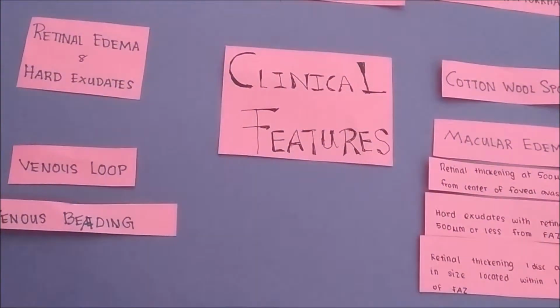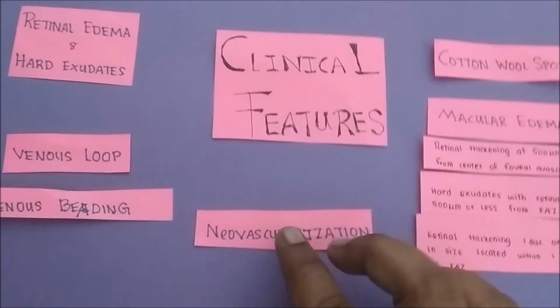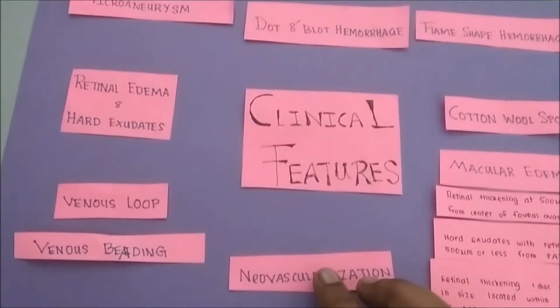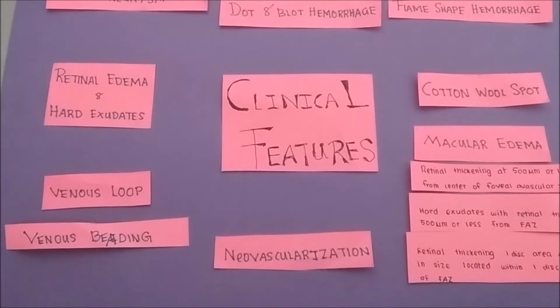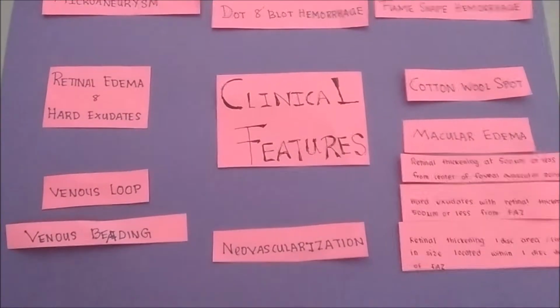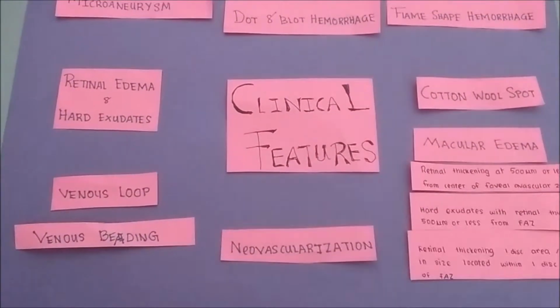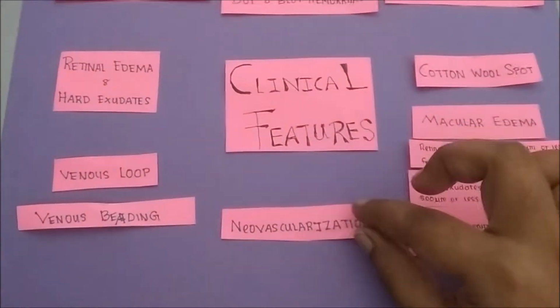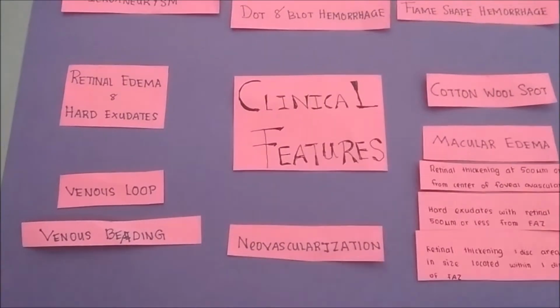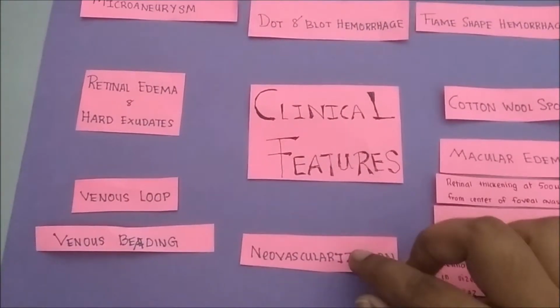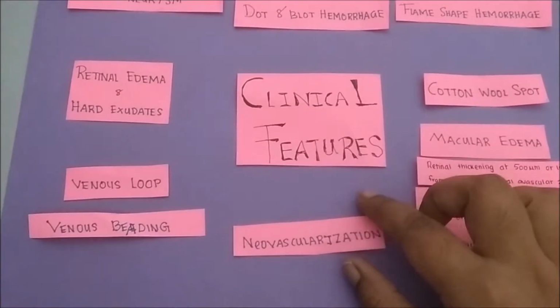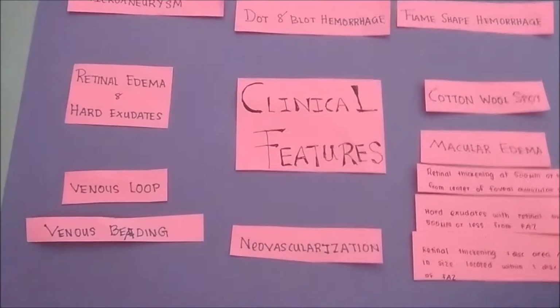And finally is neovascularization. Since the vessels are leaking and there are lots of problems in the vessels in diabetic patients, finally, due to low oxygen concentration, the retina will form new vessels, which are actually not stable, and may cause hemorrhages. So this is also one of the causes of vision loss.